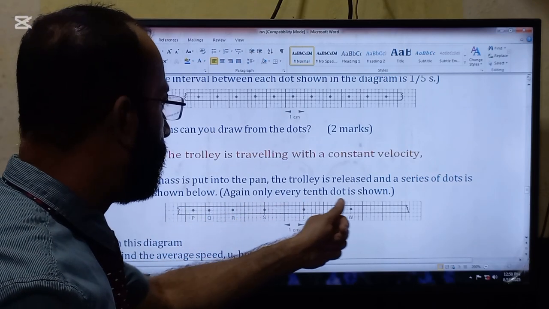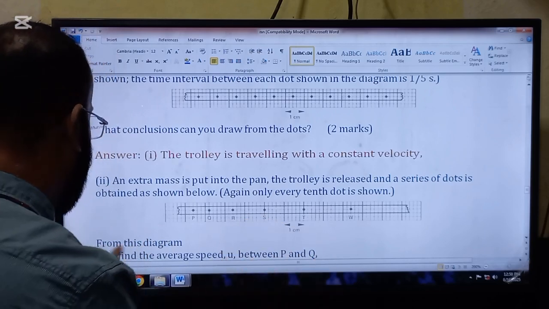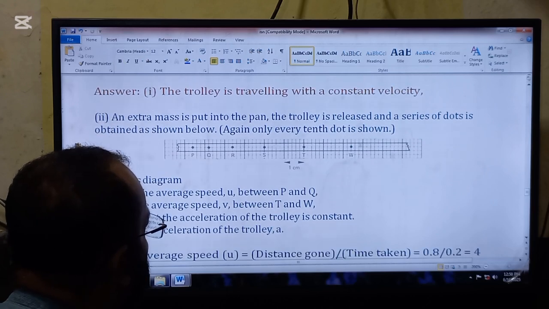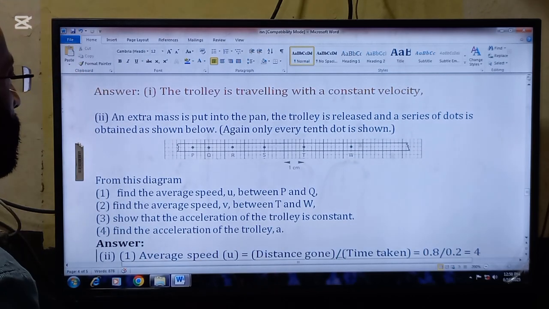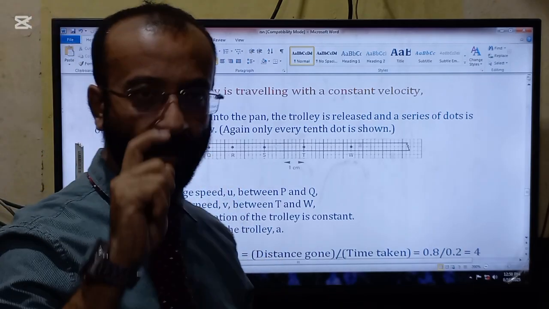Again, only every 10th dot is shown. So remember one thing, this is every 10th dot. From this diagram, find the average speed u between P and Q. So the time from P to Q is 1 by 5 second.